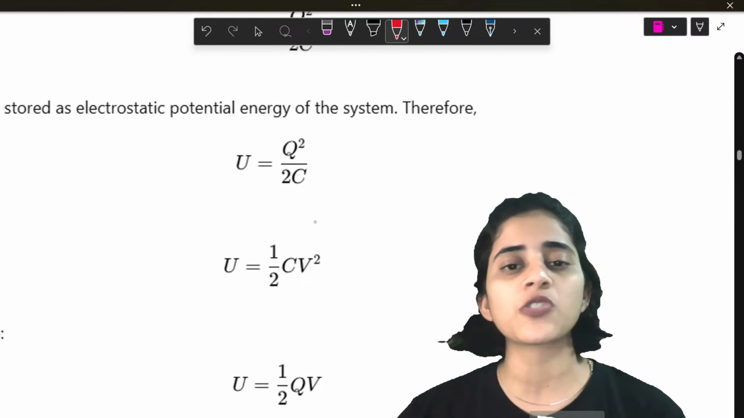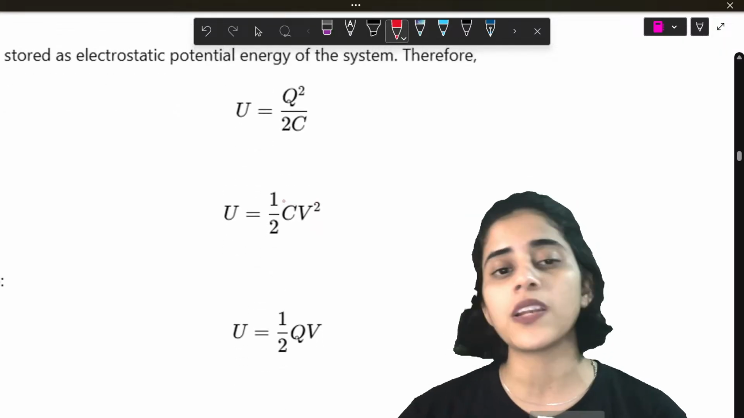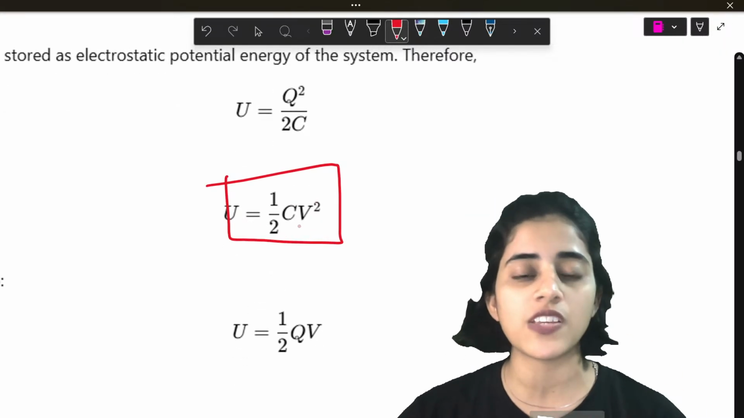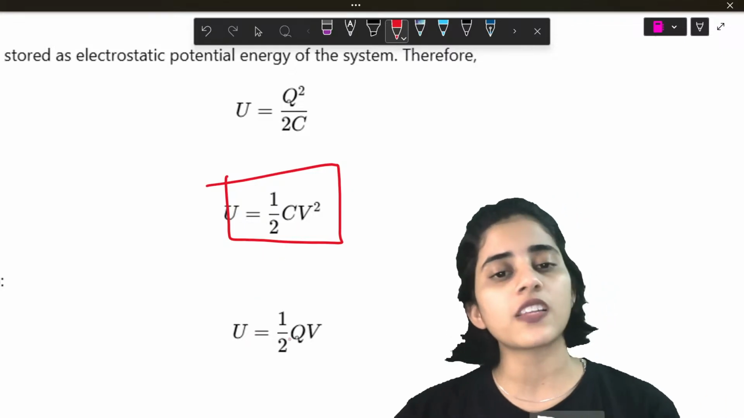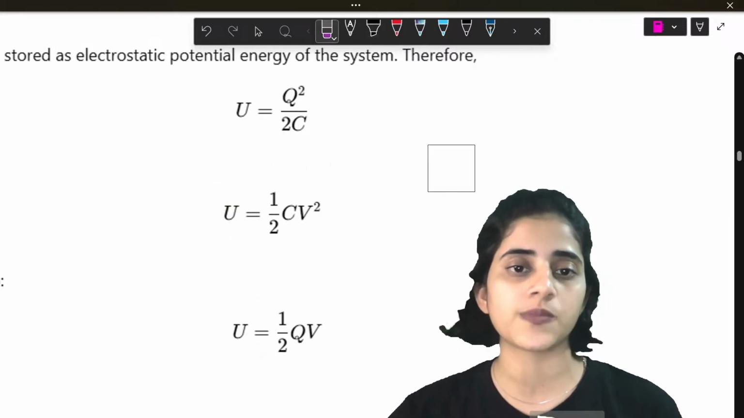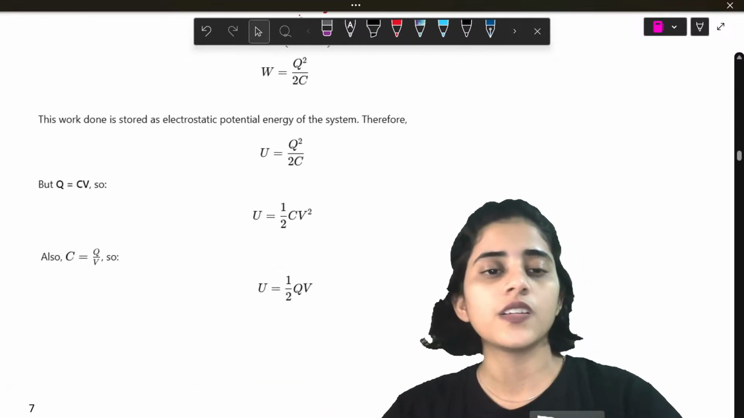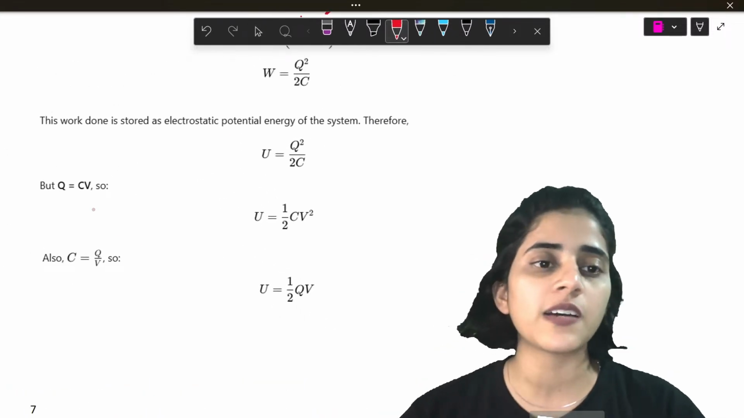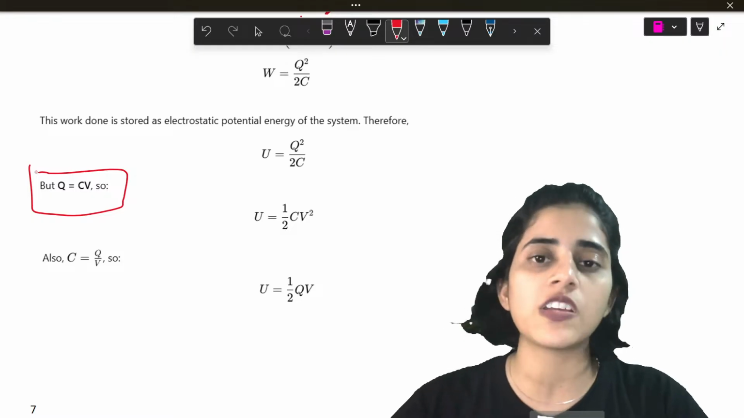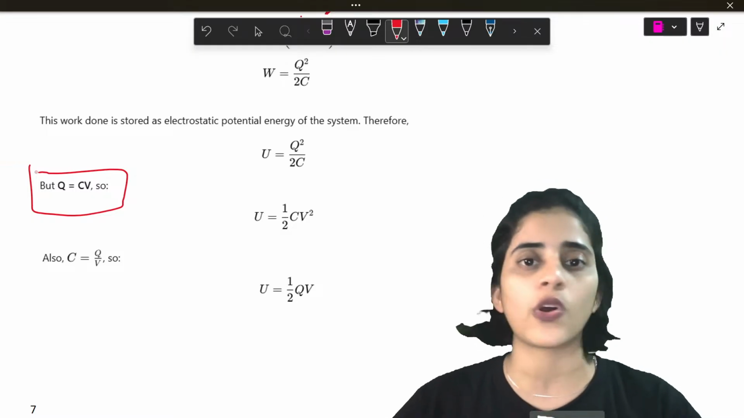You can also substitute it in terms of the other formulas. There's another formula for potential energy, which is half CV square. There's also another formula, half QV. These are the three different formulas. These formulas are just by rearranging Q is equal to CV or C is equal to Q by V and all of that.